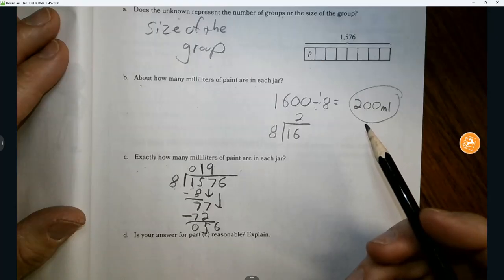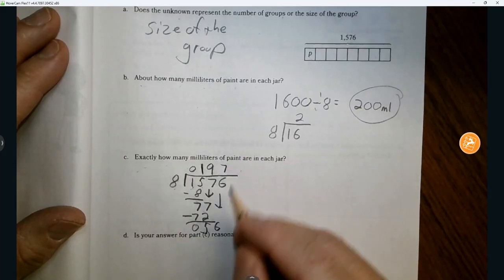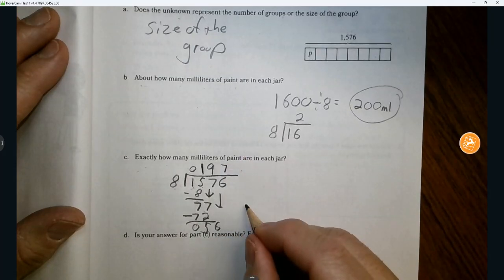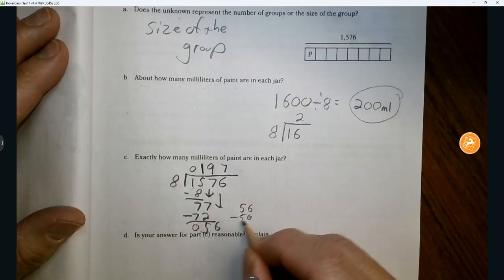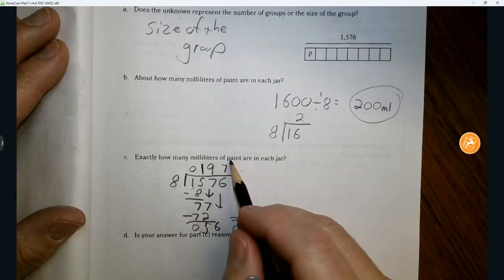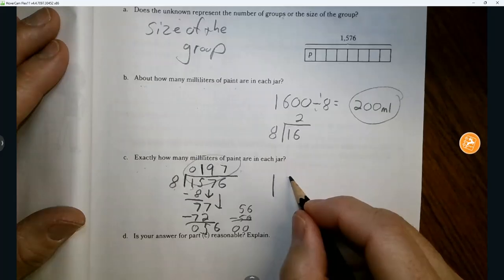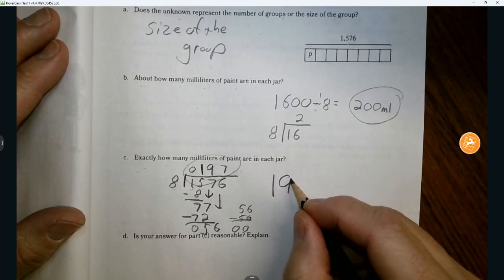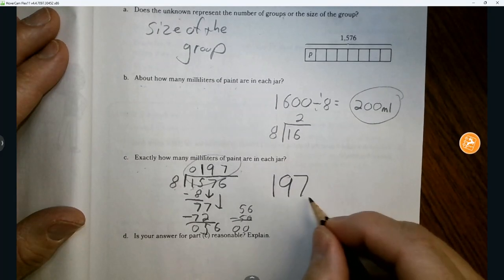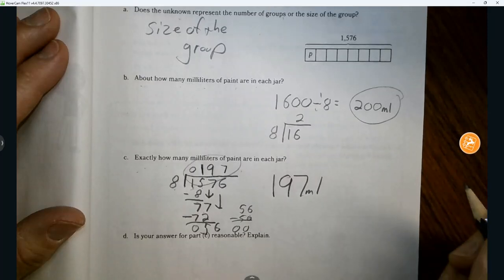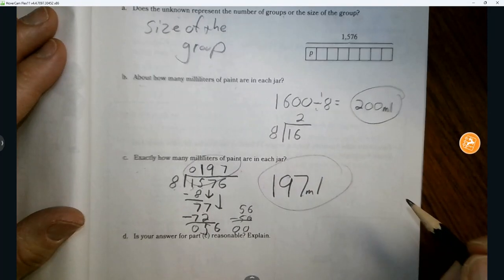So 8 times 7. Yep, 8 times 7 is 56. So we'd have 56 minus 56, 0. So that's our real answer. So really in each paint jar is 907, wow, 197 milliliters of paint in each jar.